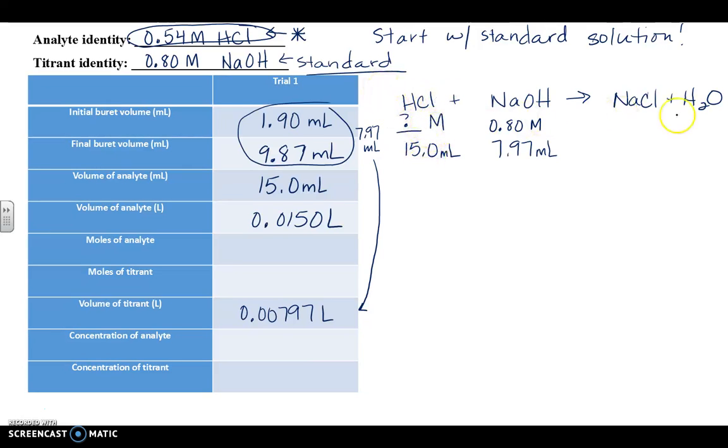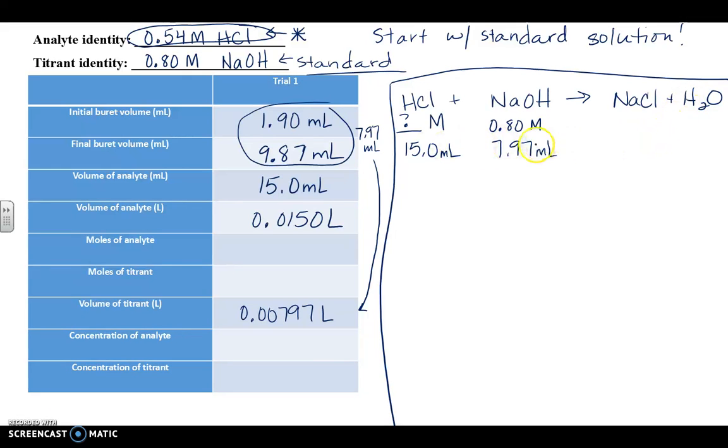Now look, we've set this up like a solution stoichiometry problem. This should look familiar, like, oh my gosh, I know how to do this. Yeah, you do. This just breaks it down into steps for you. That's all this does. This just breaks it down into steps for you.